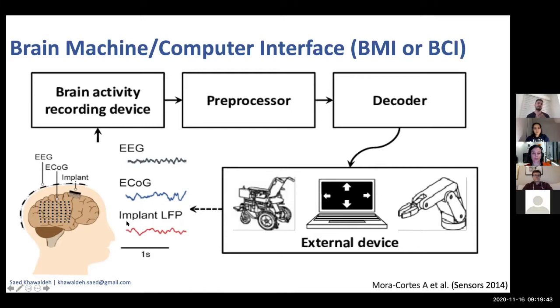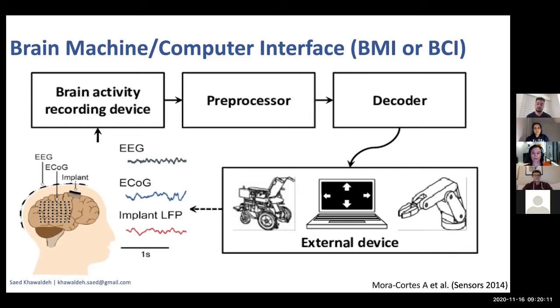Once we have recorded these brain signals, we should do some pre-processing to trim the artifacts and noise, either electronic noise, which comes from the devices you're using, or electrophysiological noise, which comes from the heartbeat or other physiological features of the human body, or maybe movement artifacts.